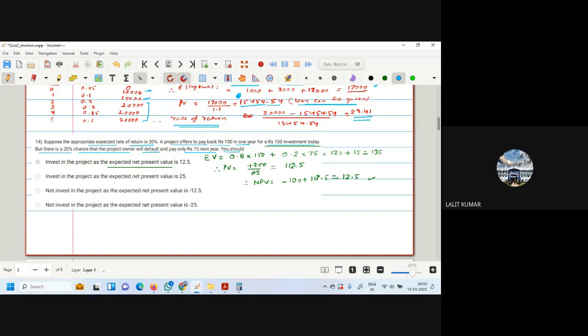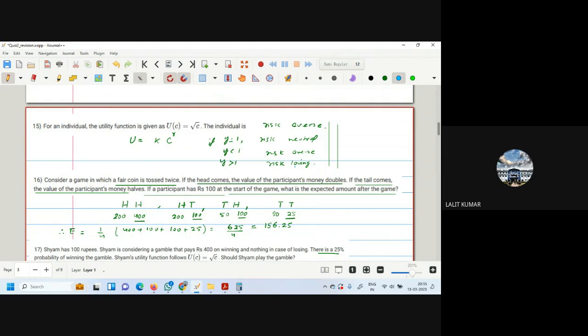The expected value comes to 135, and here they are asking for the net present value also. So we know to find the NPV, it is your investment plus the present value, which is 12.5. So your NPV is positive, so you should invest, with the NPV of 12.5.